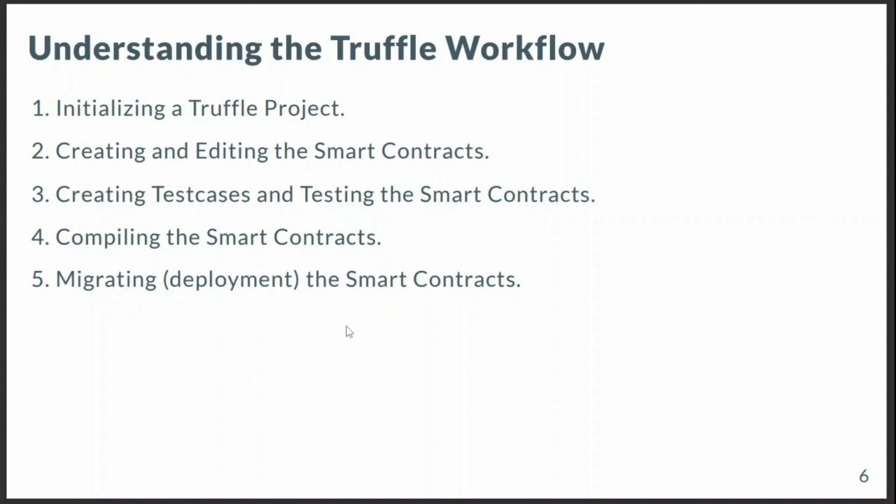And then after creating the smart contracts, we create test cases. Of course, before we deploy to the blockchain, we have to test thoroughly for any bugs. So we create the test cases, and the testing of the smart contracts is done. Once testing is complete, we move on to compiling the smart contracts and then migrate, or deploy, the smart contracts to the blockchain.